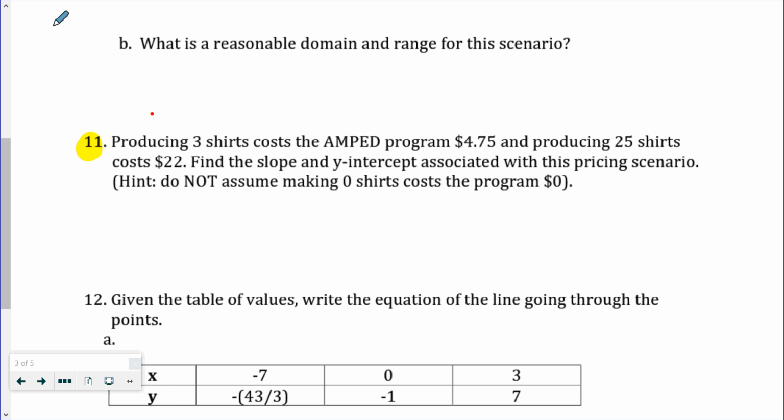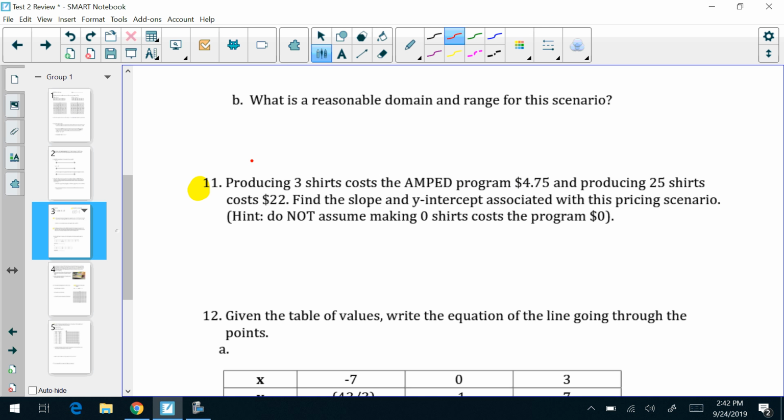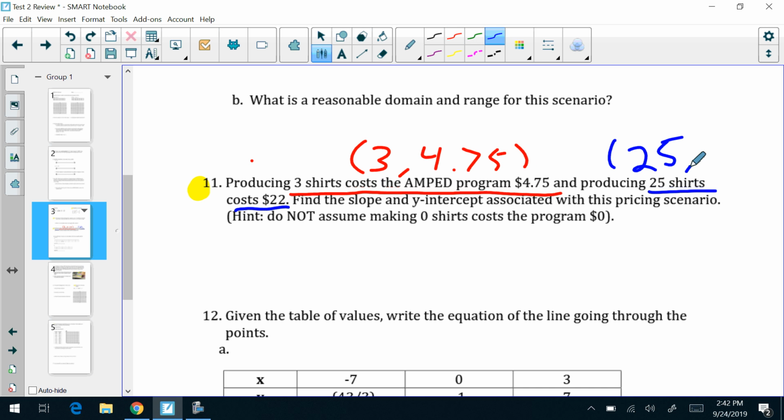So first thing I see is that 3 shirts goes with $4.75. And I see 25 shirts is going to cost $22. They go together. So when they ask me to find the slope between these two things, I'm thinking in terms of points. So the first point would be 3 shirts and $4.75. And the second point would be 25 shirts and $22.